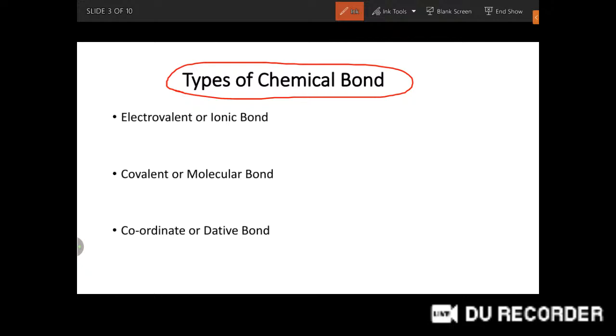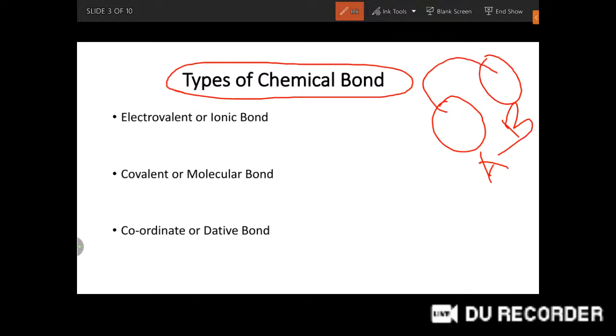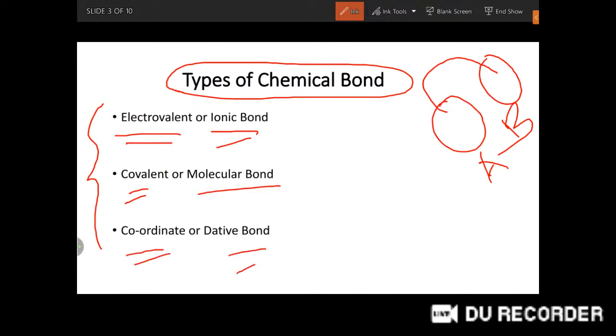What are the ways by which two atoms or molecules can bind together, that is A and B? The three ways by which they can bind together are: first, electrovalent bond, or we can call it ionic bond. The second is covalent bond or the molecular bond, and the third is the coordinate bond or the dative bond. Today in my video we will discuss electrovalent bond. Tomorrow, day after tomorrow, we will come up with coordinate bond and covalent bond. In this way we will complete this chapter. So without wasting time, let's start with electrovalent bond.